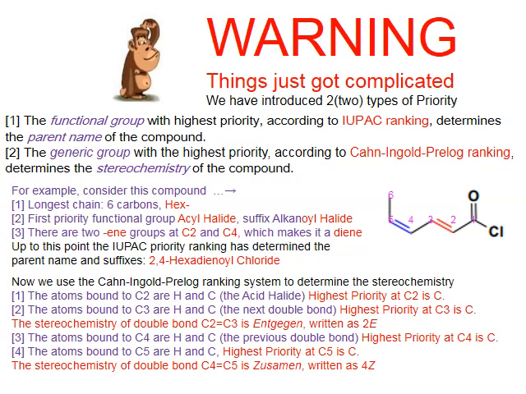Next, we move on to the double bond between carbon 4 and carbon 5. The atoms bound to carbon 4 are hydrogen and carbon. The highest ranking atom is carbon. The atoms bound to carbon 5 are hydrogen and carbon. The highest ranking atom is carbon. Because both of the high priority atoms are on the same side of the double bond, the configuration between carbon 4 and carbon 5 is zusammen. The compound name, including absolute configuration, is 2E,4Z-2,4-hexadienoyl chloride.